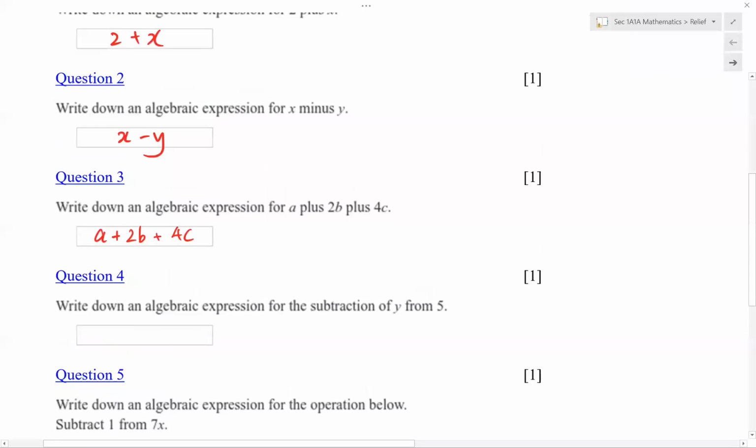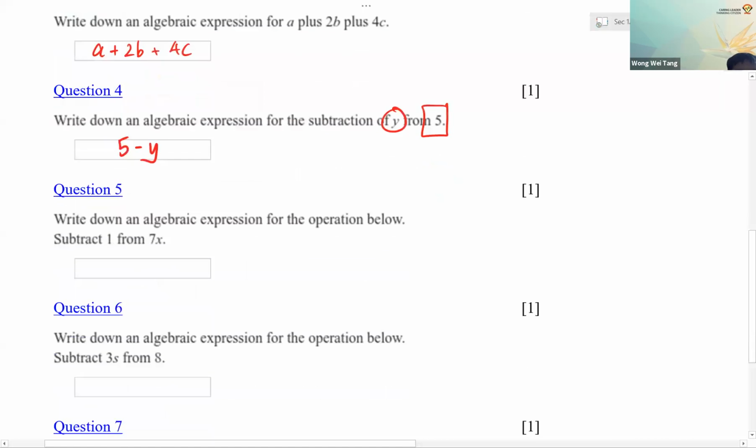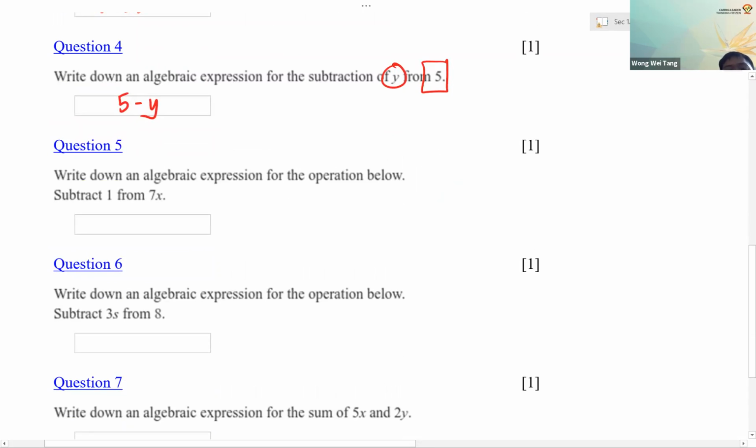Okay, if not, we'll continue with question four now. So 1 to 3, very simple, all addition only. Now question four, subtract y from 5. So we take away y from something. From where? From 5. So this is what we are expecting as the answer, 5 minus y. So similarly, subtract 1 from 7x. You take away 1 from something, from 7x.